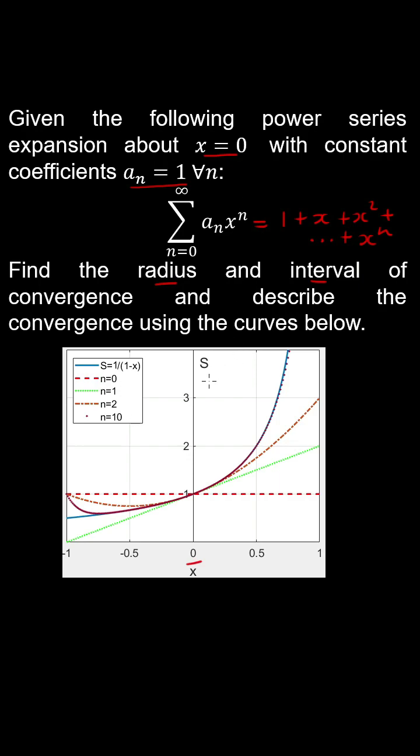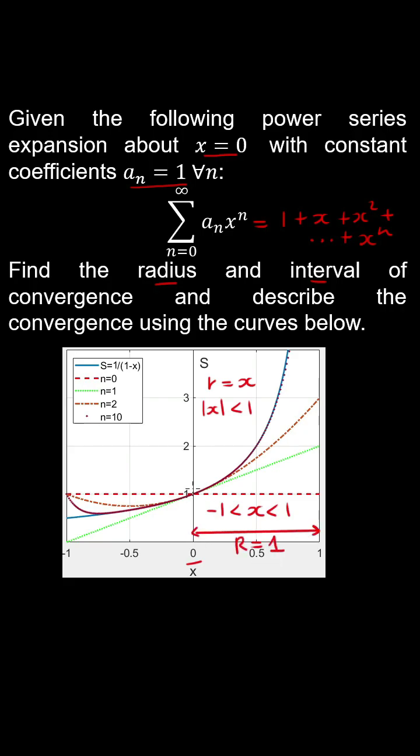Well, this is a geometric series with the ratio of x between the terms, so this only converges if the absolute value of the ratio is less than 1. So therefore this gives us an interval of convergence between minus 1 and 1. And the radius of convergence is half of the interval of convergence.